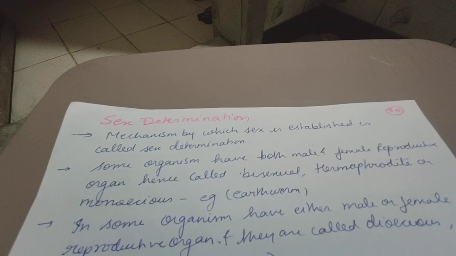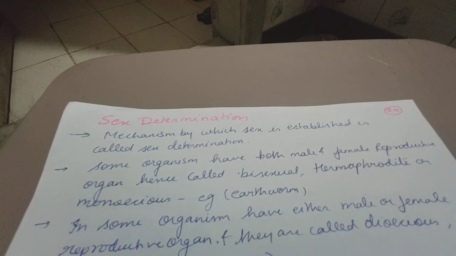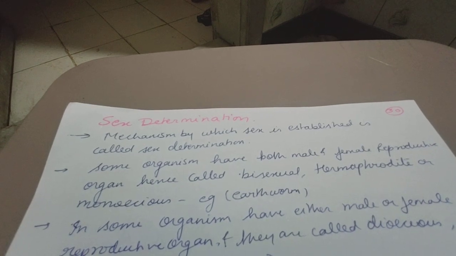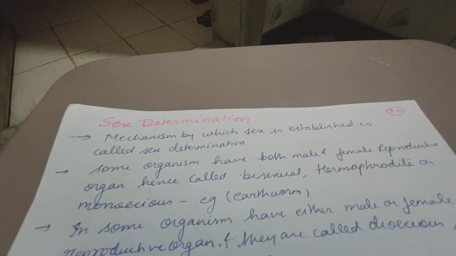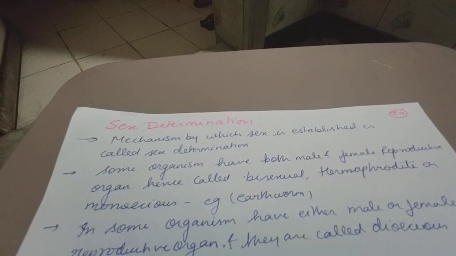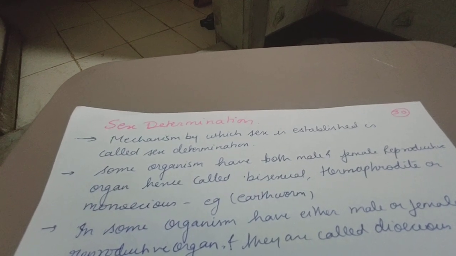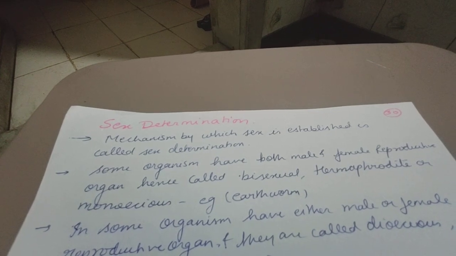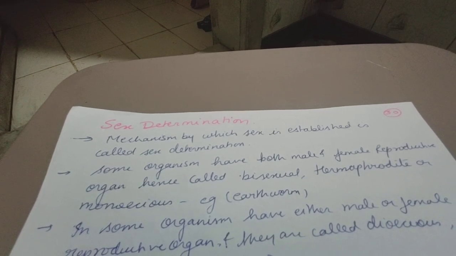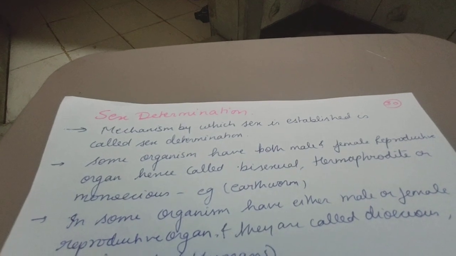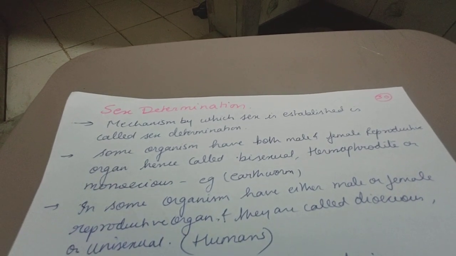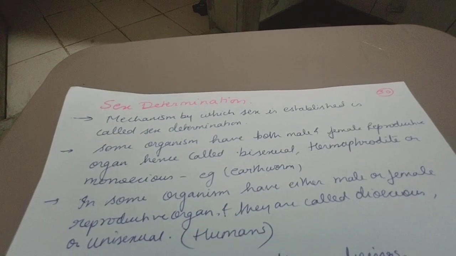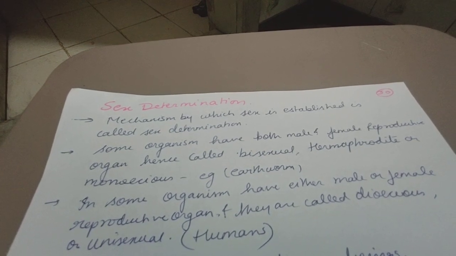Some organisms have both male and female reproductive organs, hence they are called bisexual, hermaphrodite, or monoecious. Example, earthworm. In the earthworm, half the part is male and half is female. So both sex organs are present in the same individual, hence they are known as bisexual, hermaphrodite, or monoecious. And some organisms have either male or female reproductive organs, and they are dioecious or unisexual organisms, like humans.